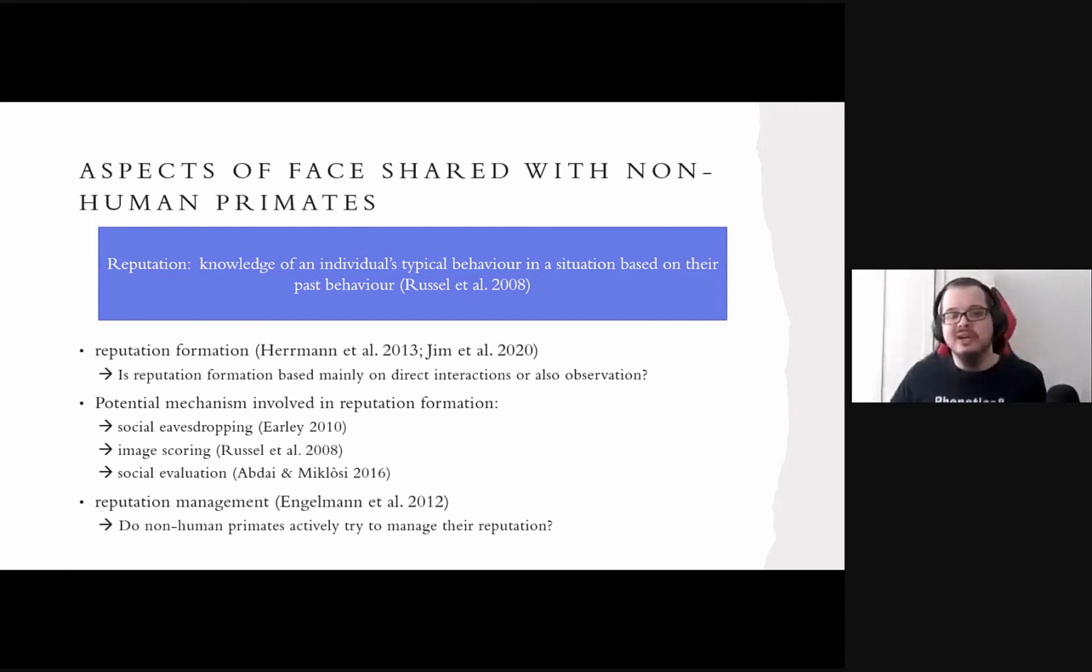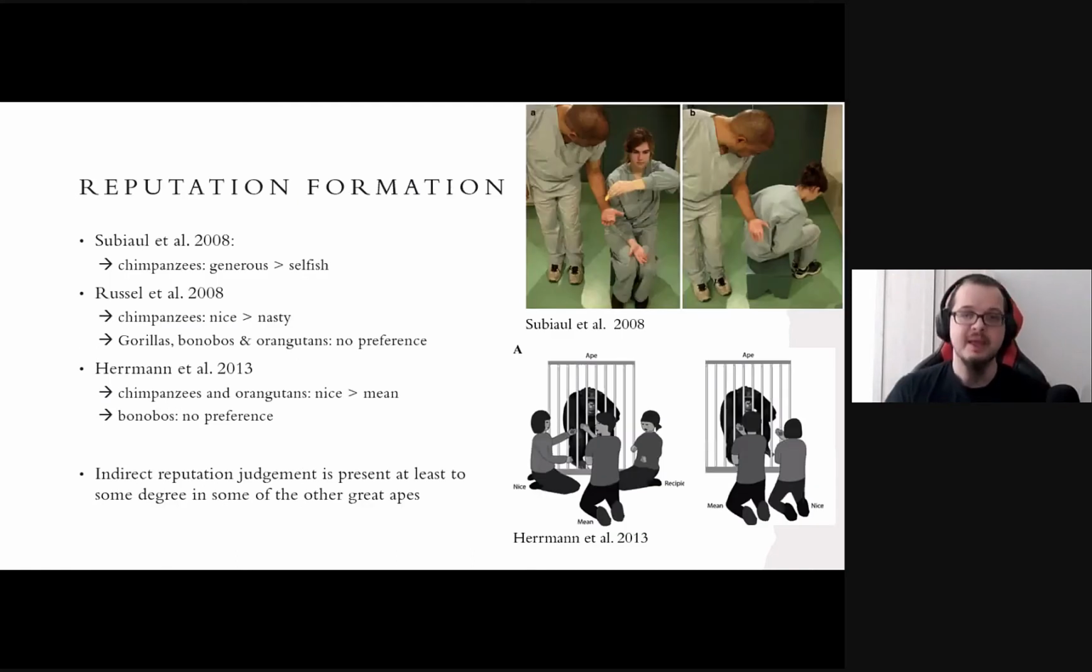A related question is not only how reputation formation works, so how you assign a reputation to others, but also reputation management: the question of whether non-human primates actively try to manage their reputation. Next slide. There have been some interesting experiments on reputation formation and reputation management.